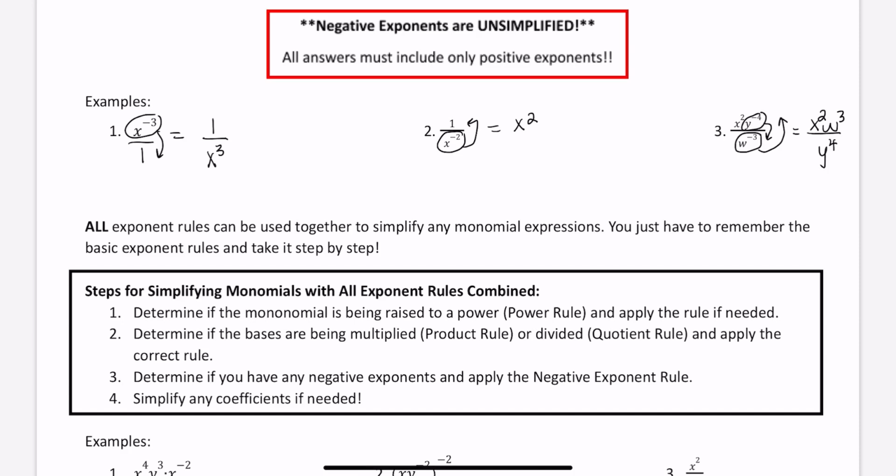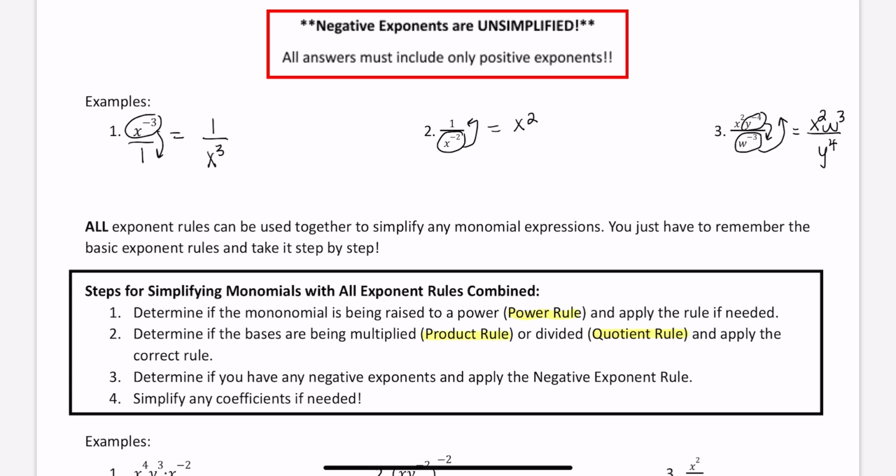So what I always like to do is use the power rule first. So step 1 is to determine whether there is a power rule. After you've applied your power rules, you're going to go through and see, hey, am I multiplying any like bases? That's my product rule. Or am I dividing any like bases? That's the quotient rule. So power, product, quotient. And then if you have any exponents that are negative, move them. That's going to be it as far as the exponents. But also always remember, make sure your coefficients are simplified.